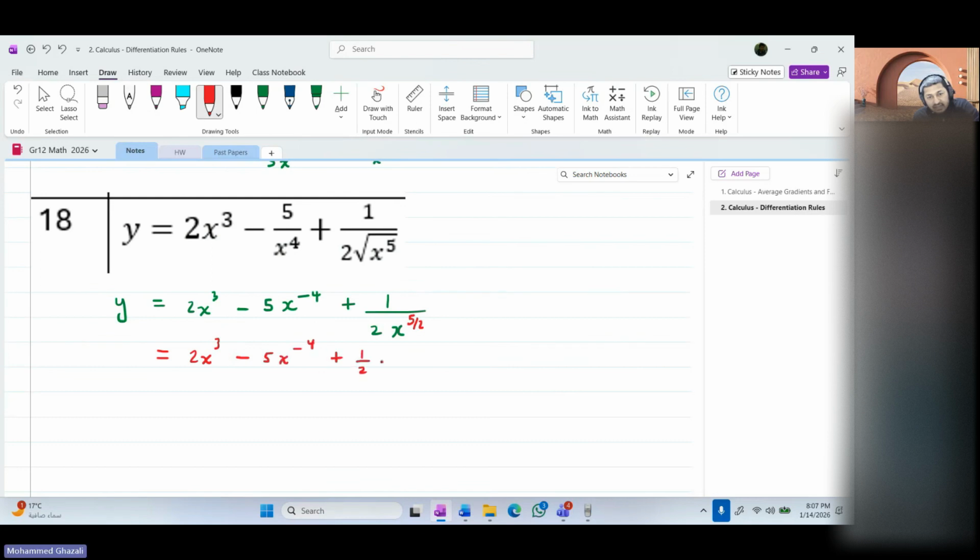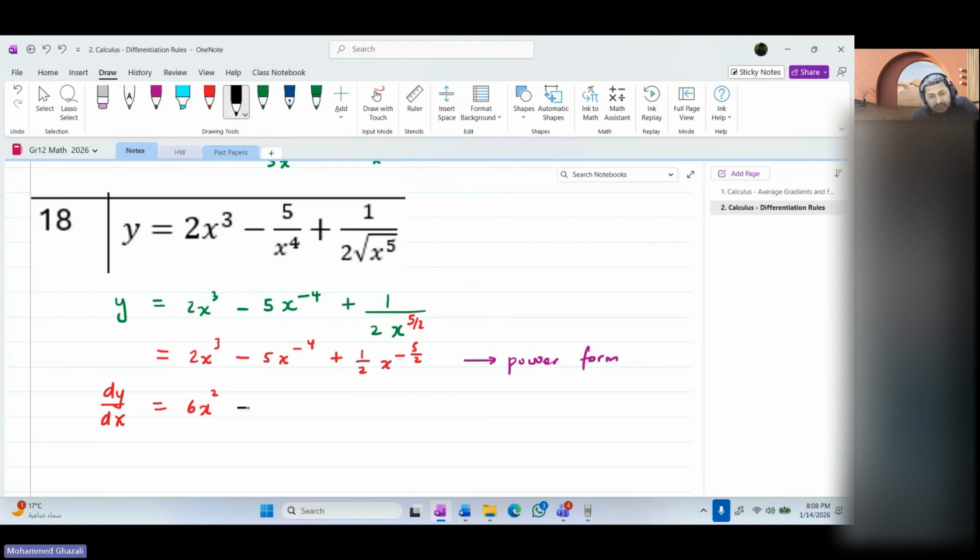Plus half x to the power negative 5 over 2. Right, great. So now we can say dy/dx equals, remember this is already in power form, so apply the power rule. That's it, guys. All you need to do is power form, no matter what equation you have. So 3 times 2 is 6x squared.